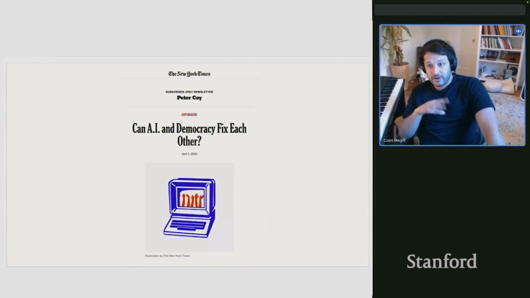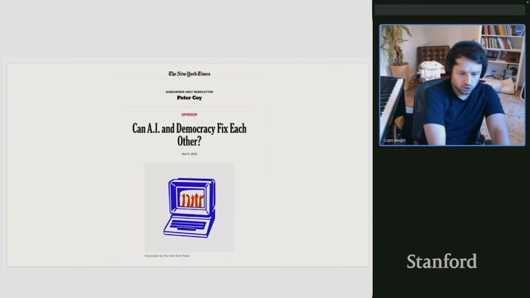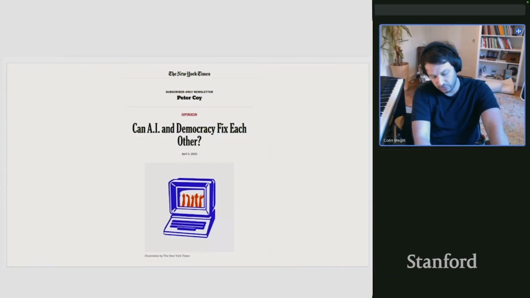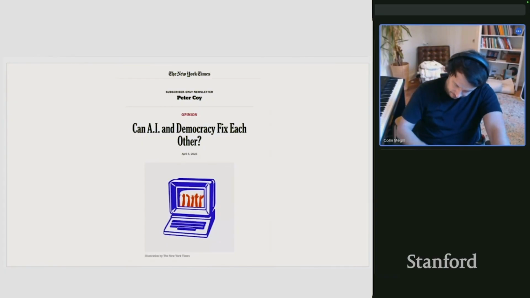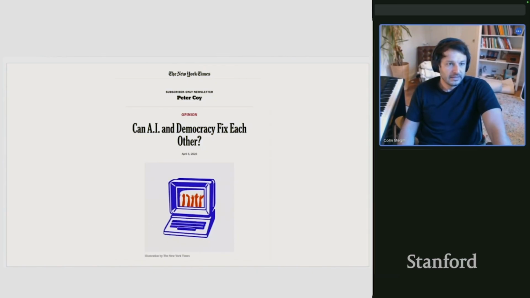Peter Coy wrote about this, about the relationship between whether you could have better technology policy with better technology, and if you did, would that be interesting? Could better tech help with better tech policy? Is that a good loop? It was a cool article.